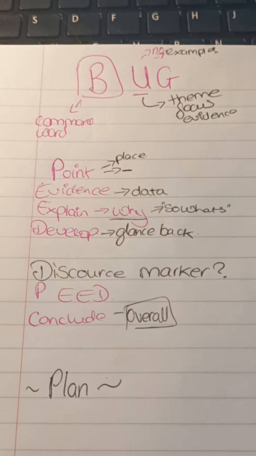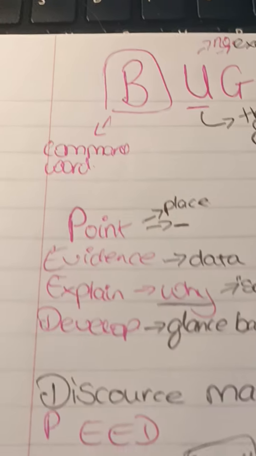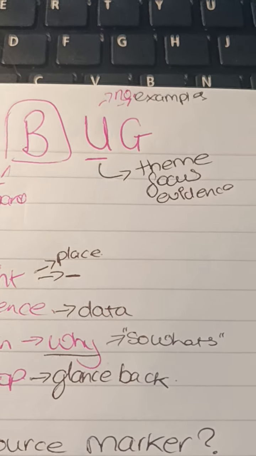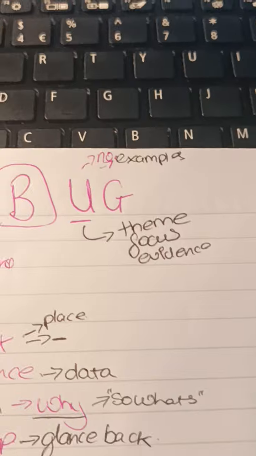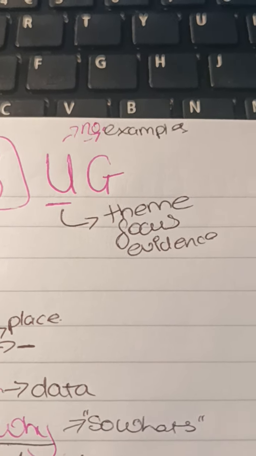Let me begin with this acronym called BUG. So you have to bug the exam questions. The B in BUG means box the command word, and here it would have been assess. Then you would underline the theme, focus, or the evidence, or the number of examples. And then you glance back.